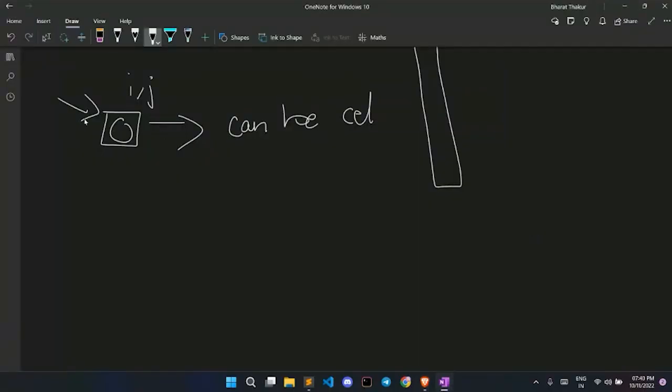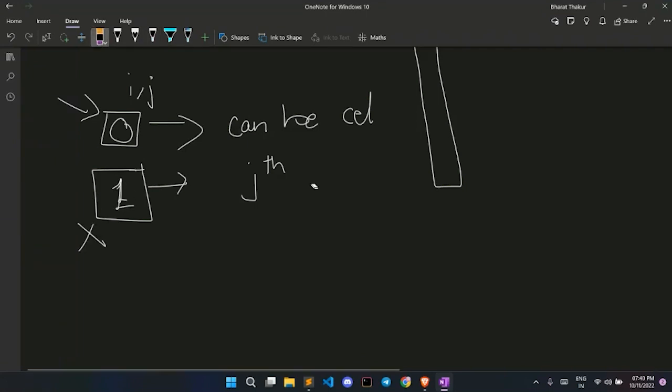Okay. So if the value is 0, then this tells us that this person can be the celebrity. But what if this value is 1? What this tells us is this person knows the jth person. So the jth person can be the celebrity, not this one. So if the value is 1, that means this person is not the celebrity. Okay. So how can we use this data?